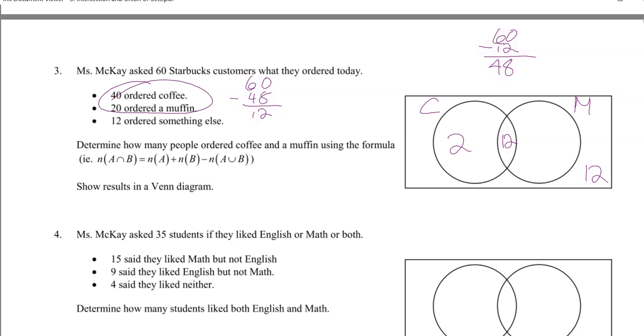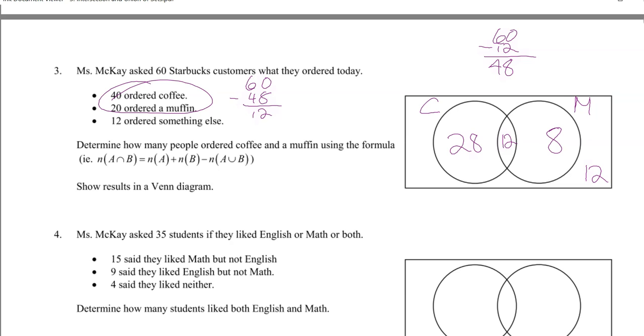28, right? Because inside the C circle, it's got to add up to 40. How many ordered muffin only? Okay, so inside the C circle, 28 plus 12, 40 ordered coffee. Inside the muffin circle, 12 plus 8, 20 ordered a muffin. 12 ordered something else.